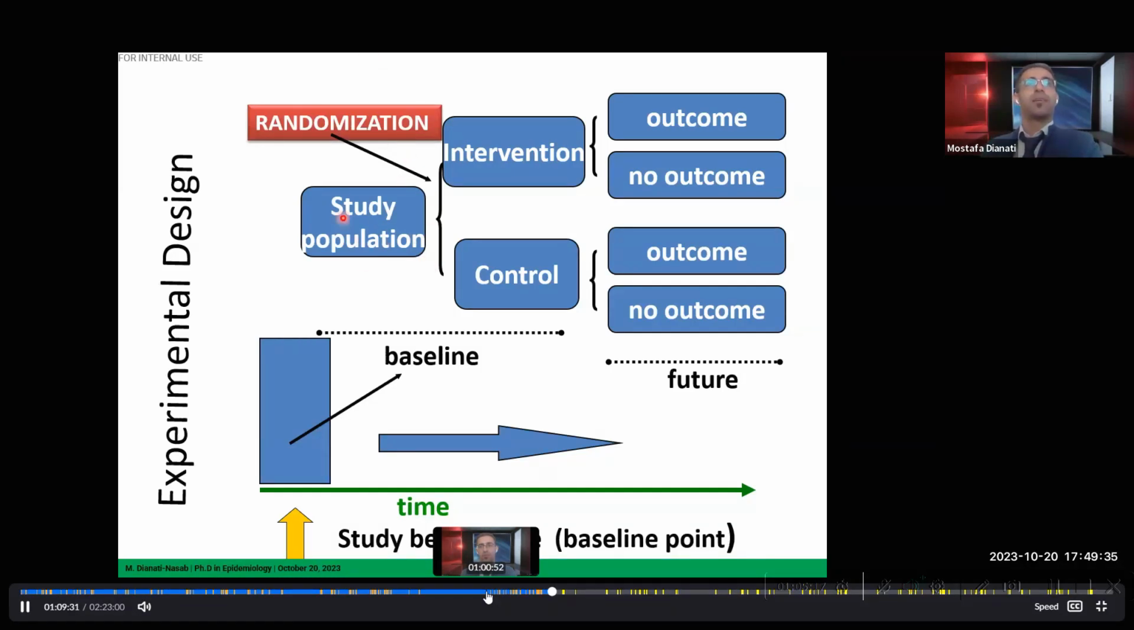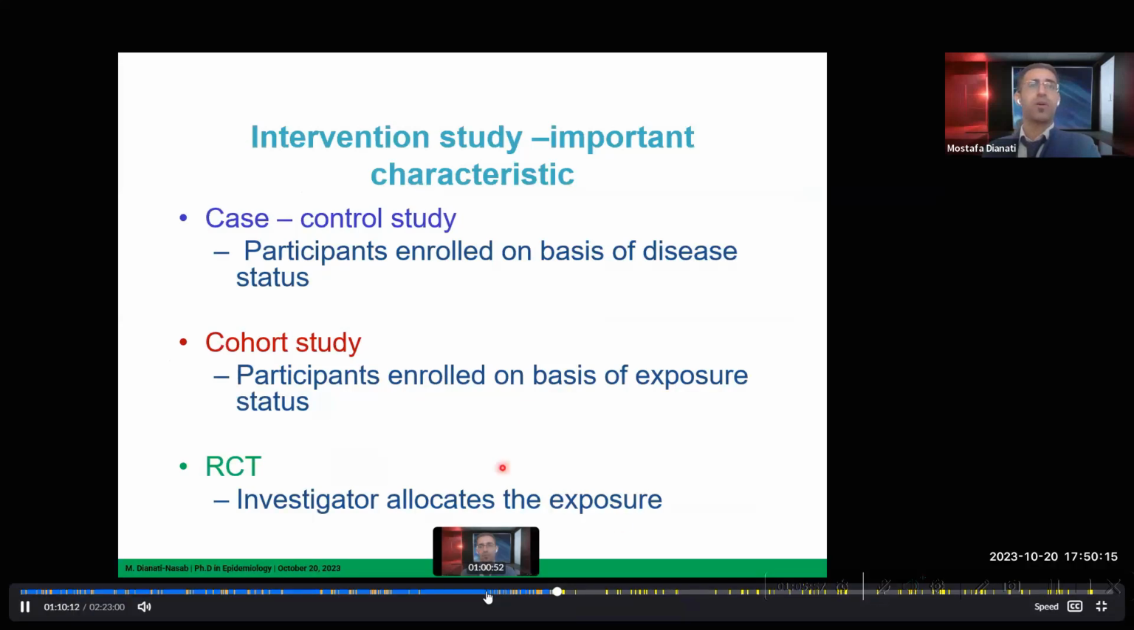Okay, let's go back. Study population, we have randomization here, intervention or control. Then we will see, for example, the incidence of the disease in the intervention group, and those who did not become diseased, also outcome in control and no outcome in control group. We will see these things in the future. Do you remember in the previous slide, I mentioned the design is somehow similar to a cohort study. If you have any question, please feel free to raise your hand and ask me. Of course, it's fine.